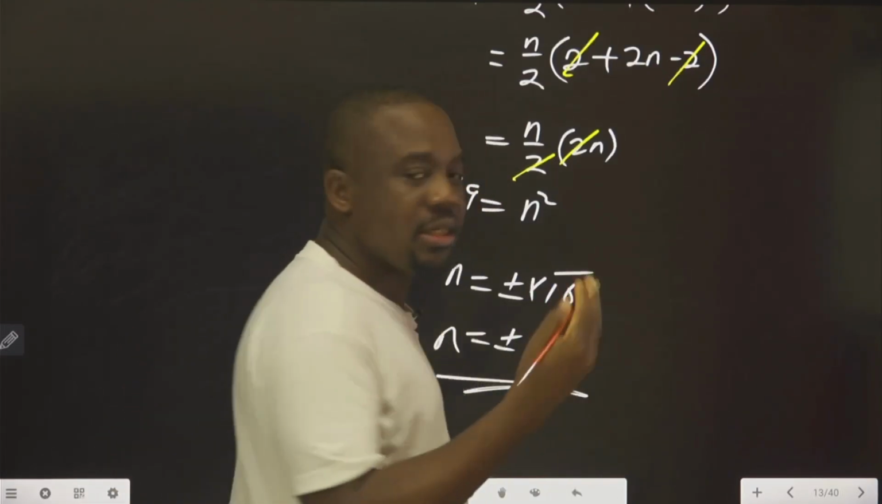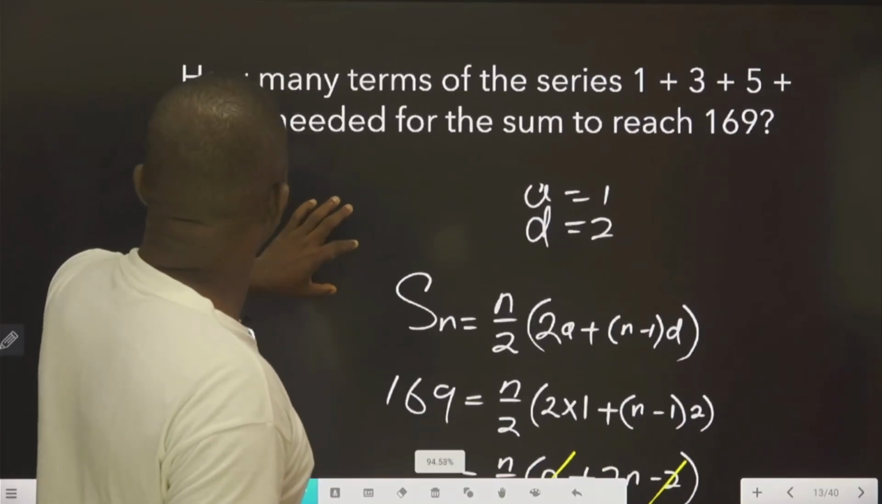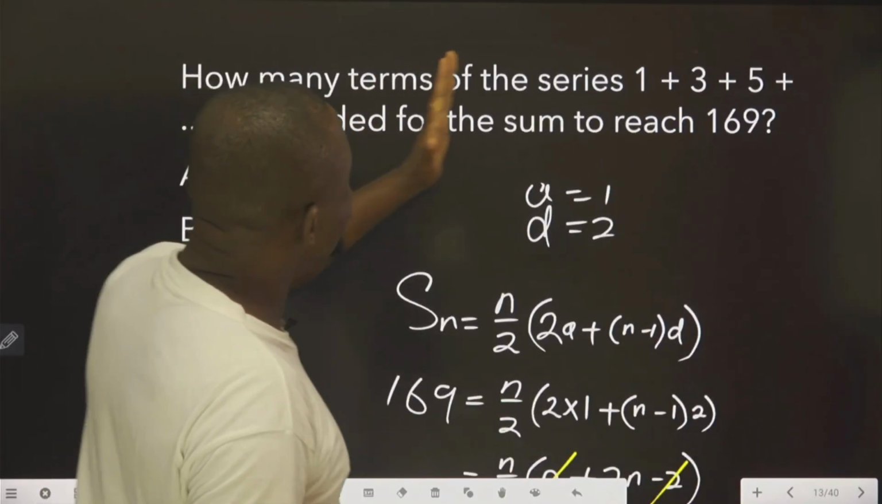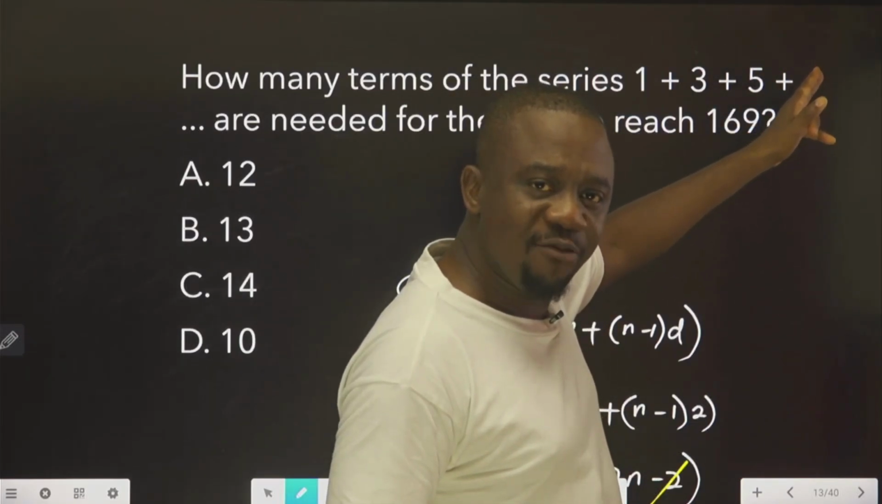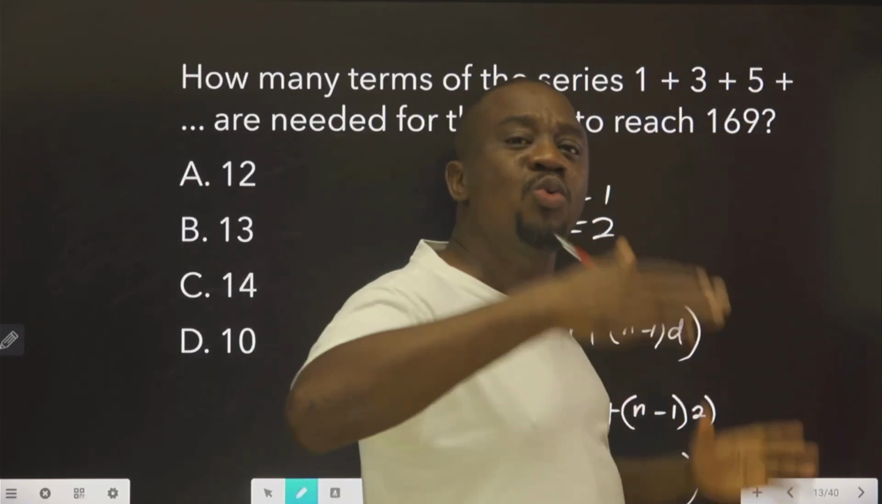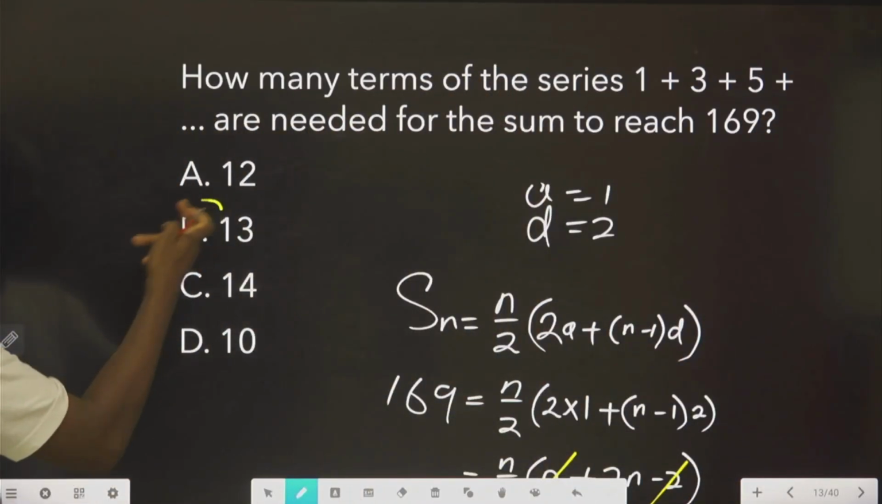So we need how many now? We need 13 of them. That is, we need to sum this. That is, here is 5 plus 2, 7 plus 2, 9, until you get to 13 terms before you can get 169. So therefore, B is the answer.